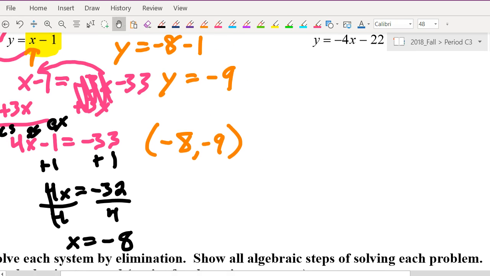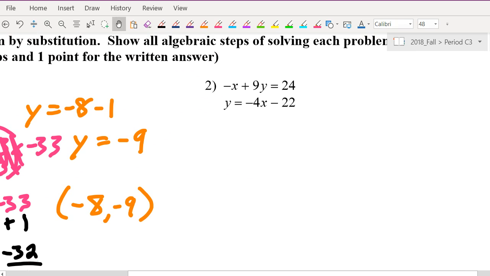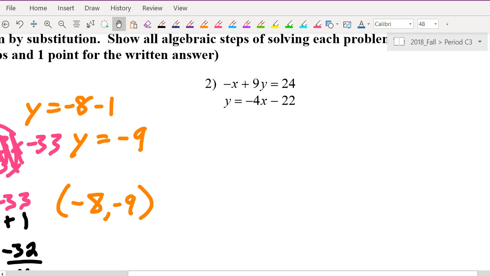Moving on. Anyone want to do number 2? I do, Mr. Pass. All right. So what is y equal to? Negative 4x minus 22. Awesome.